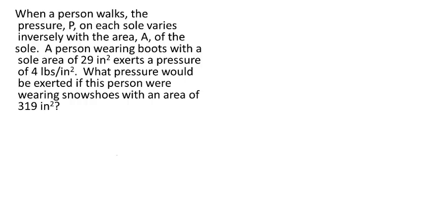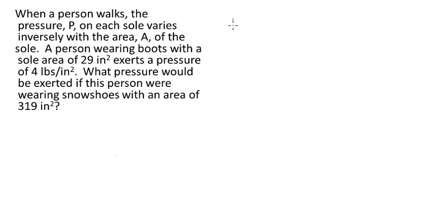Again, we're going to address this problem in 3 steps. So our first step is to write an equation modeling the relationship explained to us in the first sentence. So it says, when a person walks, the pressure P on each sole varies inversely with the area of the sole. So again, it gives us our variables.